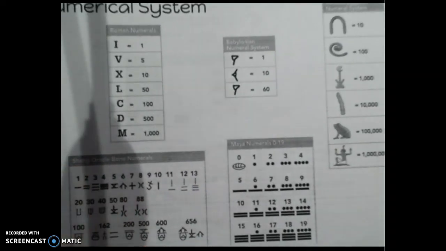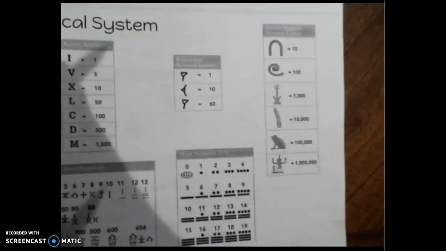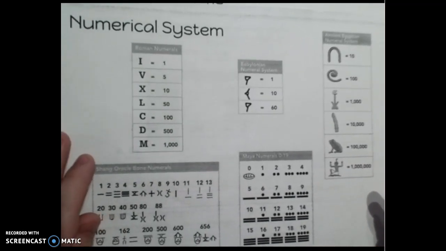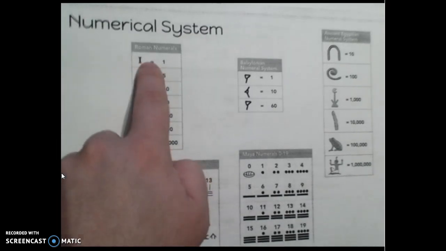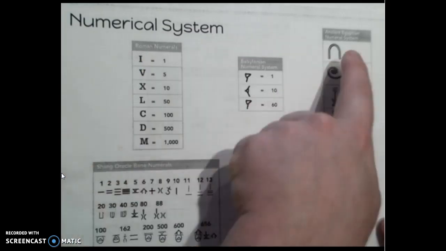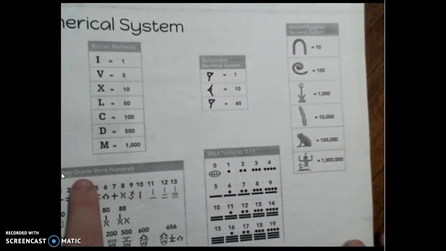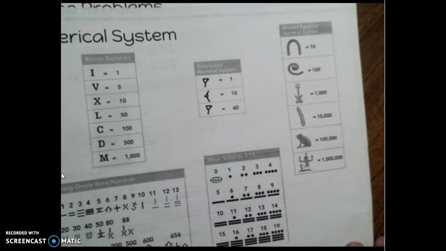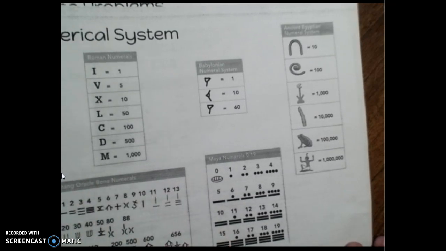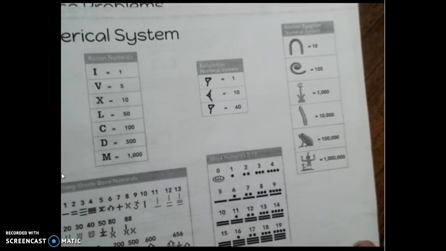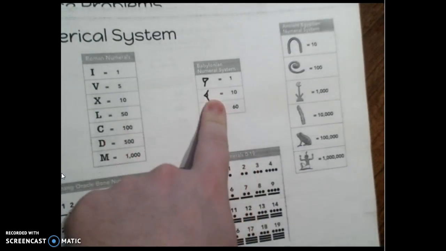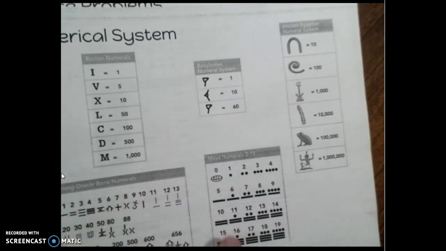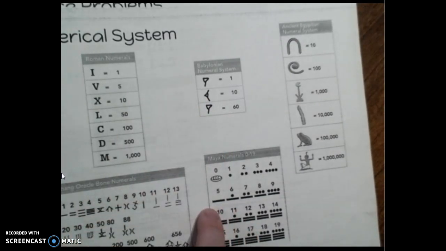All right, today we're going to be covering our numerical system from different societies. We're going to be talking about 5 of these societies right now. We have the Romans, which is a base 10 system, as well as the Egyptians. The Shang Oracle Bone numeral system, we have a bunch of different images that help us explain certain numbers. And then we have the Sumerian or Babylonian number system, which is a base 60, and we have the Mayan, which is a base 20.